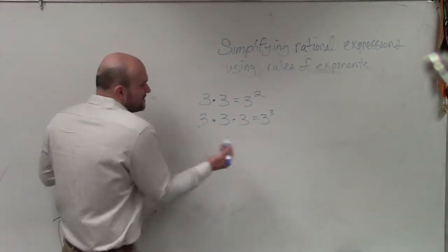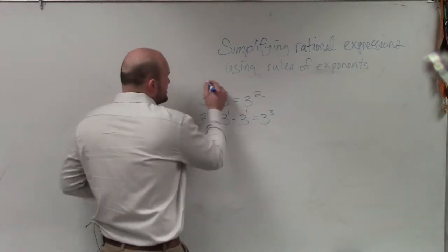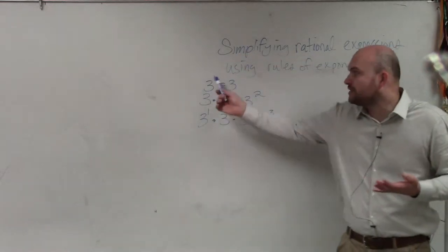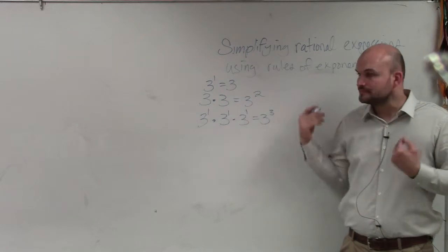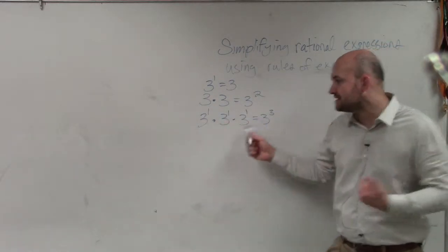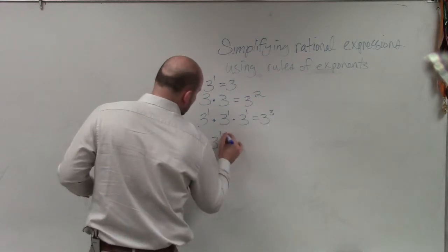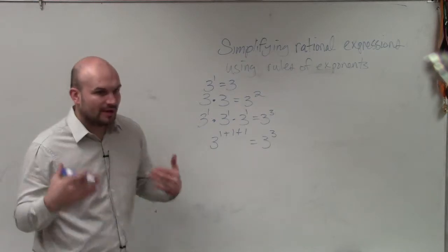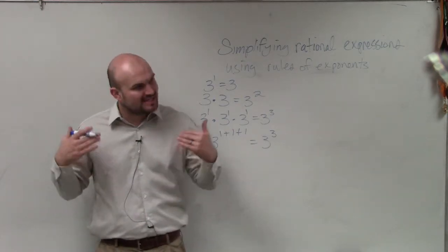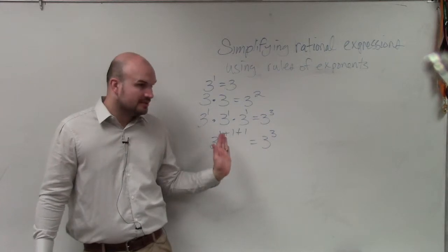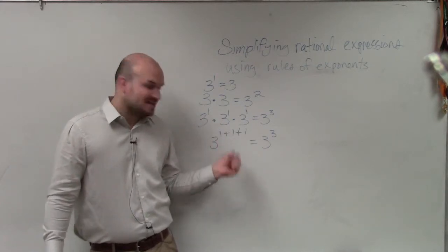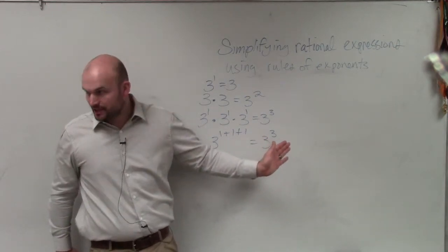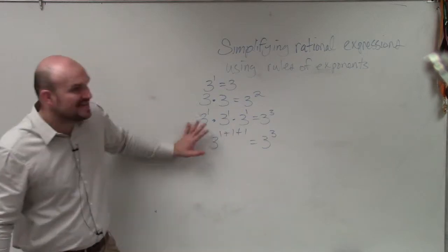So basically what I want you to understand is, do you understand that 3 to the first power is just equal to 3? Yes? So with every number, you can always have a power up there. So when we look at this, basically what I'm doing is 3 to the 1 plus 1 plus 1 power equals 3 to the third. So the rules of exponents state that when you are multiplying exponents that have the same base with a power, then you simply add the powers. OK?